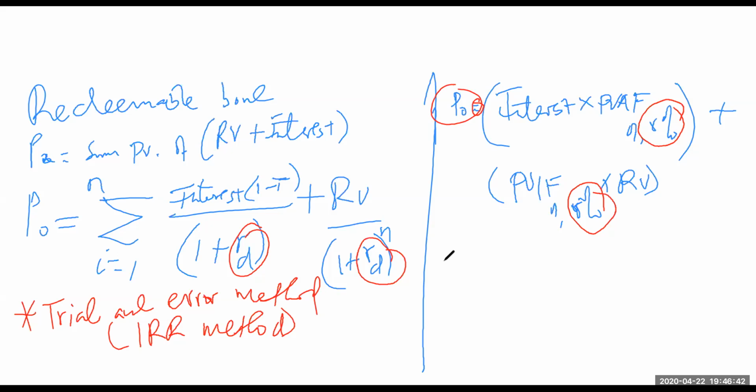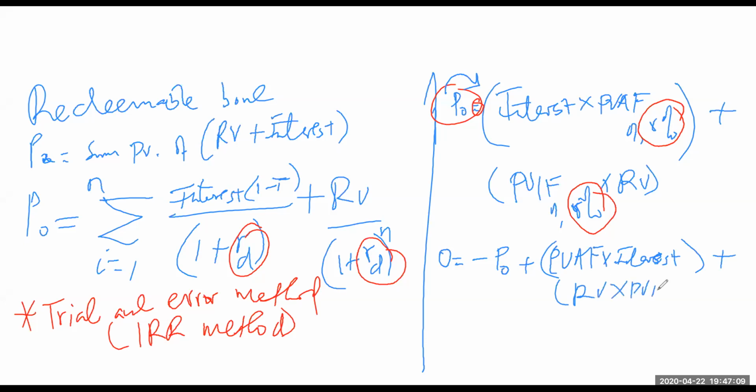Therefore, 0 should be equal to negative P naught. What I've just done is I've taken P naught to the right hand side of the equation. So plus the present value annuity factor times the interest, plus the redemption value in present value terms, n years R%. So the difference should be equal to 0, that is in case we were to discount the cash flows, the interest and redemption value, at the correct R.